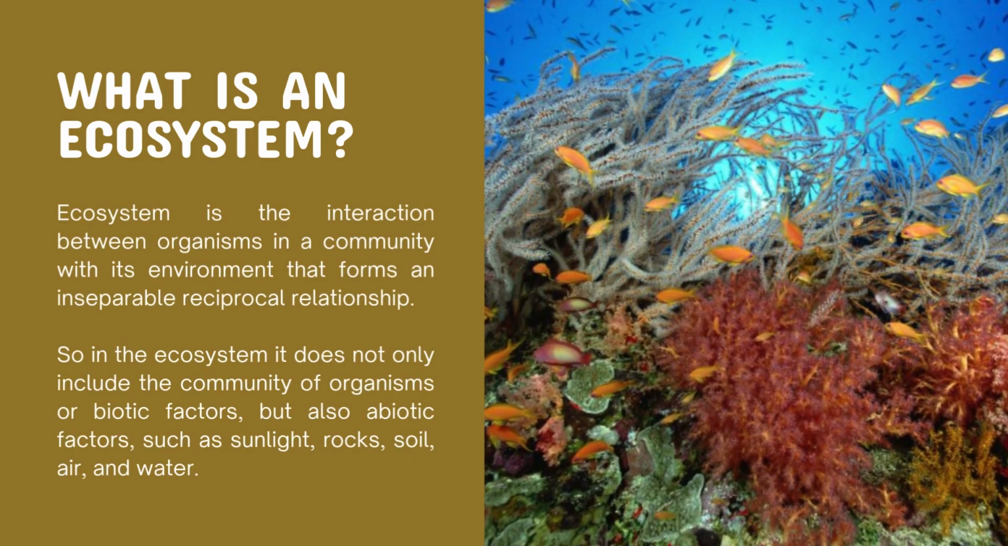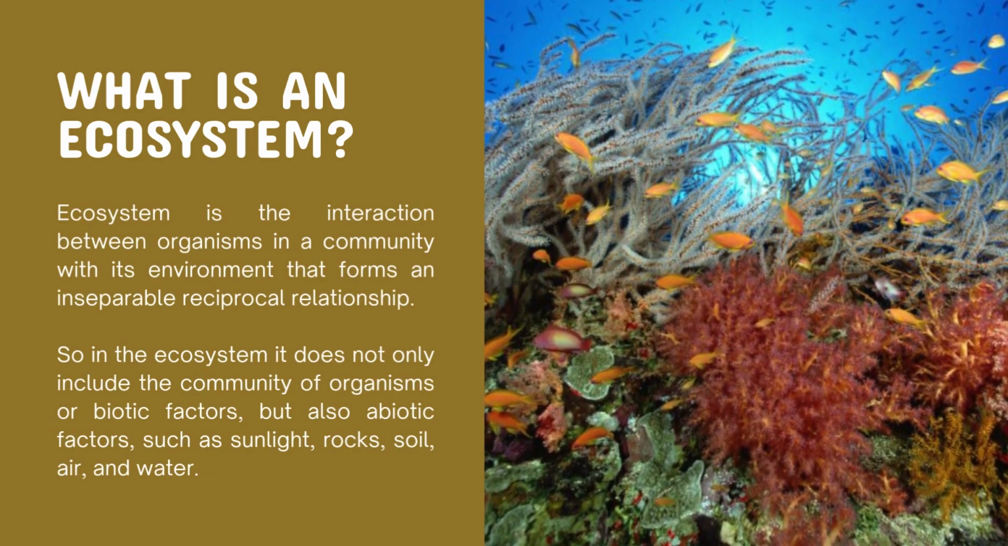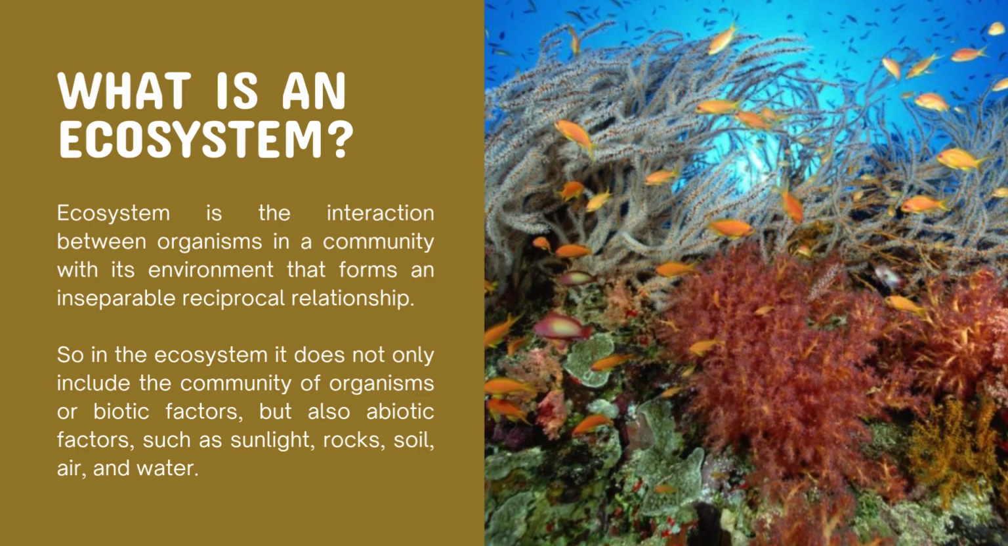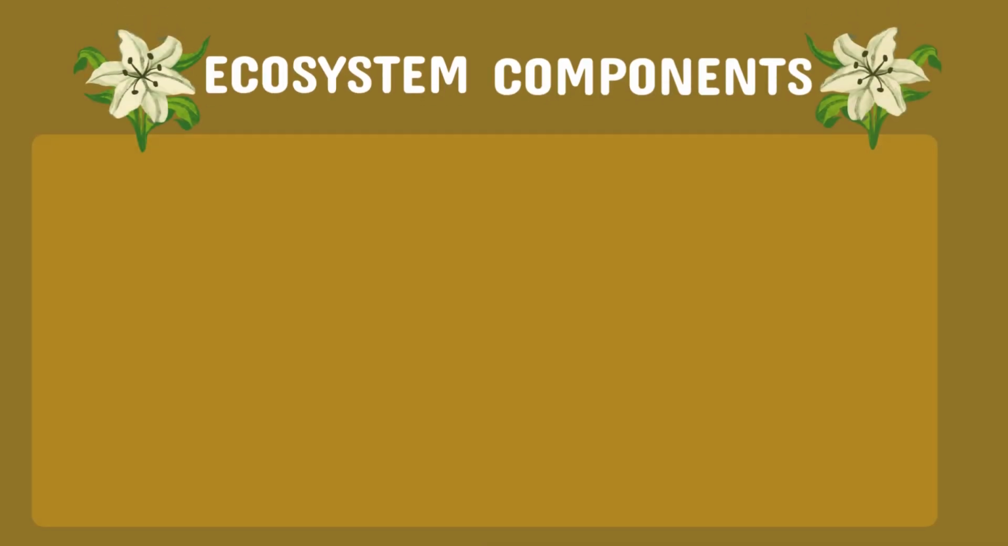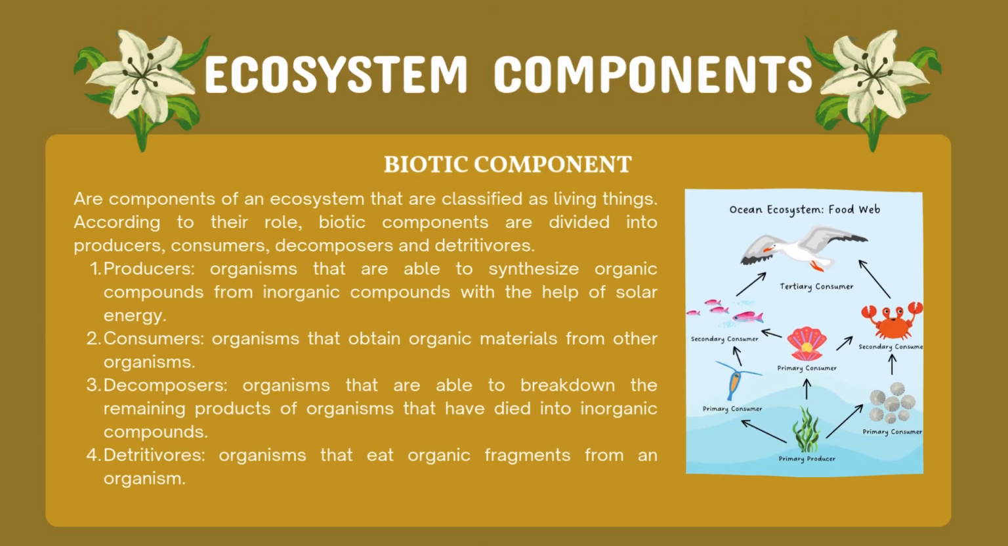What is an ecosystem? Ecosystem is the interaction between organisms in a community with its environment that forms an inseparable reciprocal relationship. So, in the ecosystem, it does not only include the community of organisms or biotic factors, but also abiotic factors such as sunlight, rocks, soil, air, and water. So after you know what ecosystem is, next we can learn and discuss about ecosystem components.